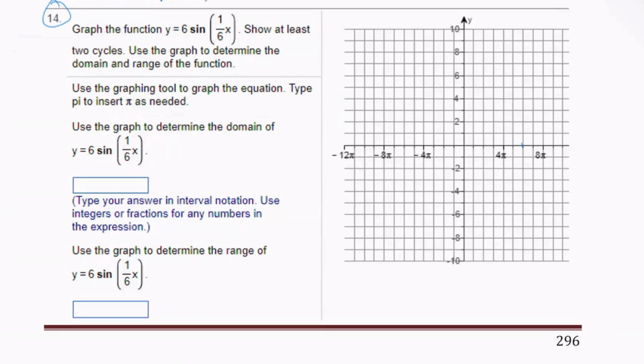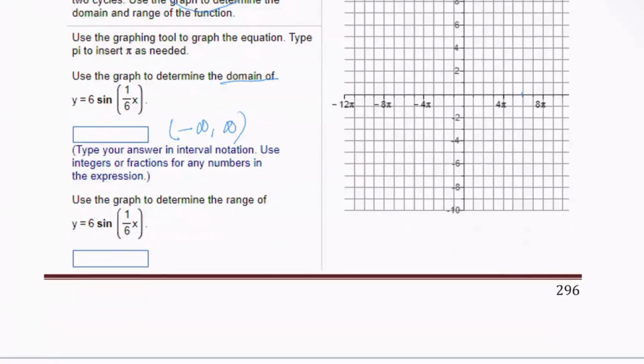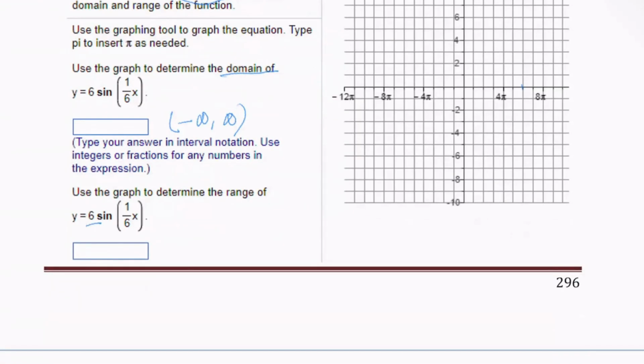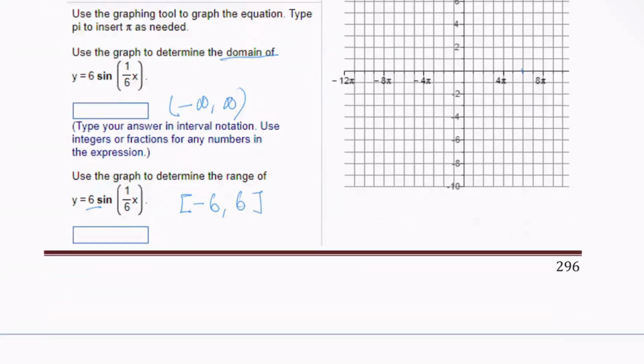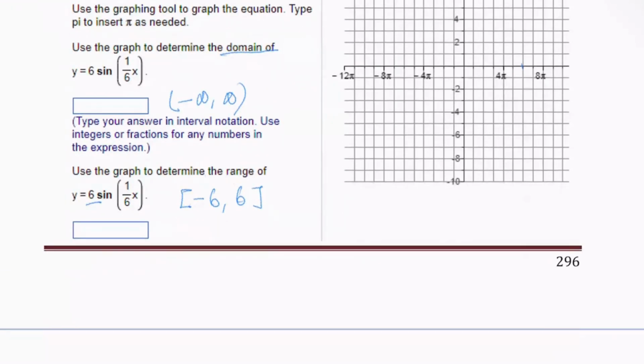So given the equation or the function y is 6 sine of 1 over 6 x. All right. So let us find the domain, right? The domain of this kind of function is just from negative infinity to infinity. And the range, obviously, because the amplitude is 6, so the range, with closed brackets, is negative 6 to 6. And then at least we may need to find the period.